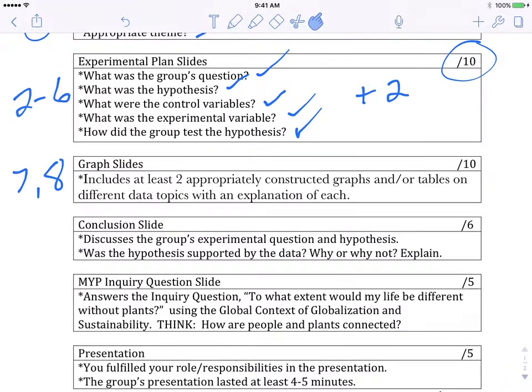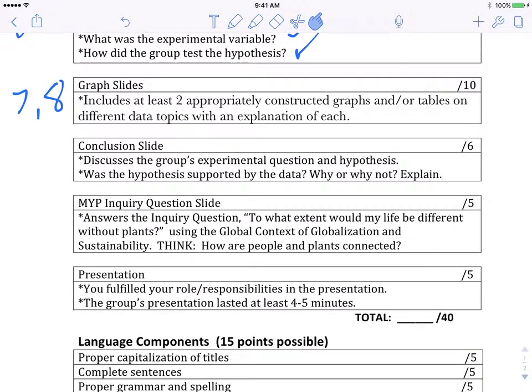And then the next part of this, the conclusion slide, would be, of course, slide number 9 if you had done 2 graphs. This is where you want to make sure you talk about these 2 points. Discuss your group's original experimental question and your hypothesis, and then related to that, was the hypothesis supported by the data? Why or why not? So in other words, did the results of your experiment support your original prediction? Did you predict something that actually ended up happening, or did you predict something and the results happened completely different? That is what we want you to talk about on your conclusion slide.